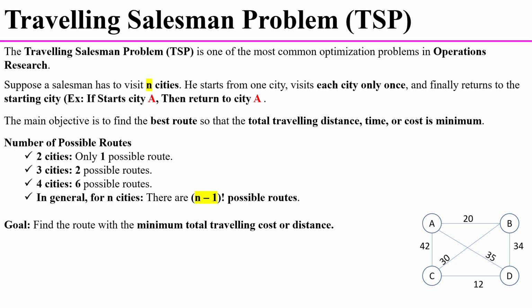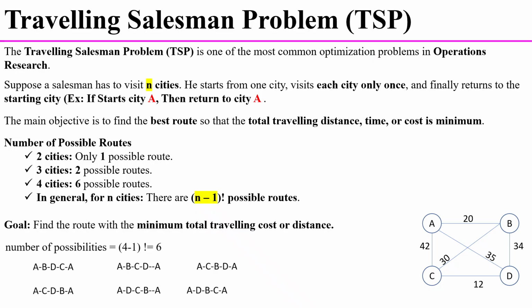Let's consider there are four cities A, B, C, D and distances are given. Then the possible routes are (4 minus 1) factorial, that is 3 factorial. So 6 possible routes are there, that is ABDCA, ABCDA, ACBDA, ACDBA, ADCBA and ADBCA. So these are the possible routes.